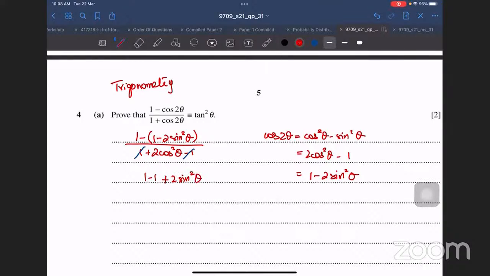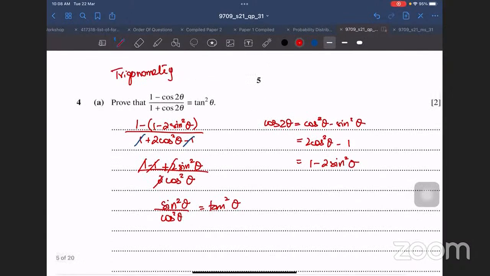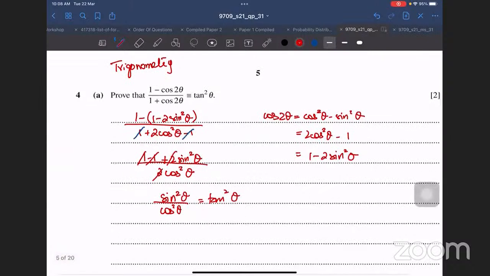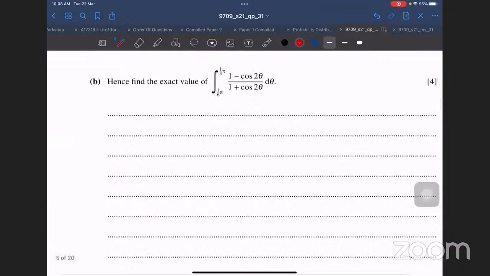2 cos square theta in the denominator. Everything cancels out. This 2 cancels out, so I'm left with sine square theta over cos square theta. This is the only reason it's a 2-mark question, that it's short. So I get tan square theta equals tan square theta. Okay, then it says find the exact value.